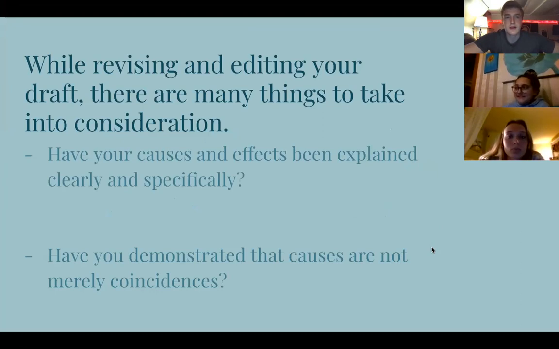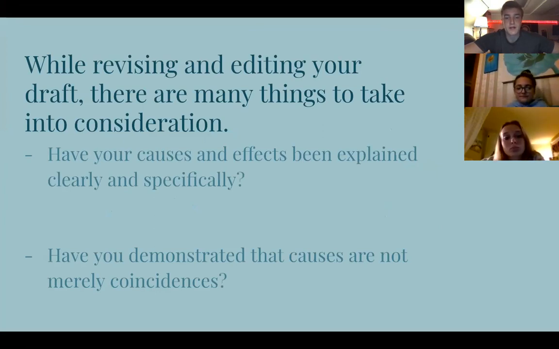While revising and editing your draft, there are many things to take into consideration. Have your causes and effects been explained clearly and specifically? Readers are going to want to see the patterns of causes and effects, their sequence, and their level of importance. They will need to see facts, examples, and other statistics to accept your analysis.